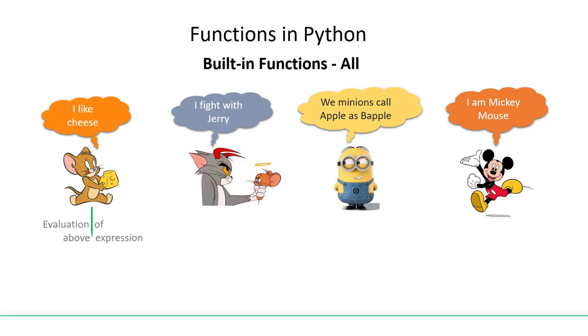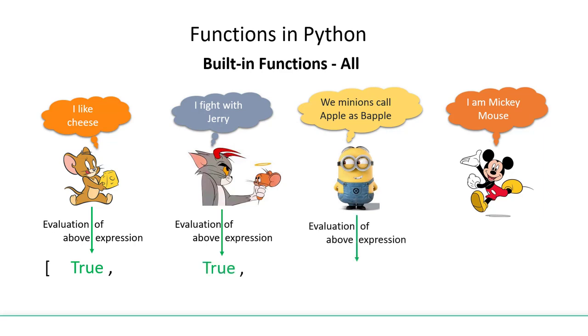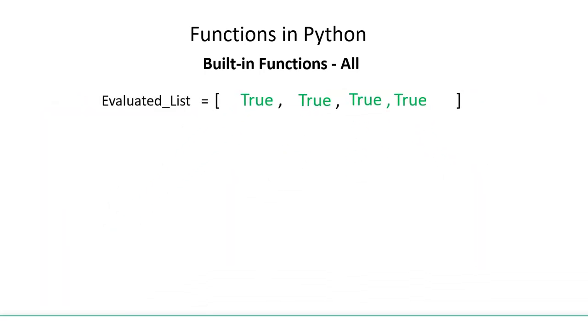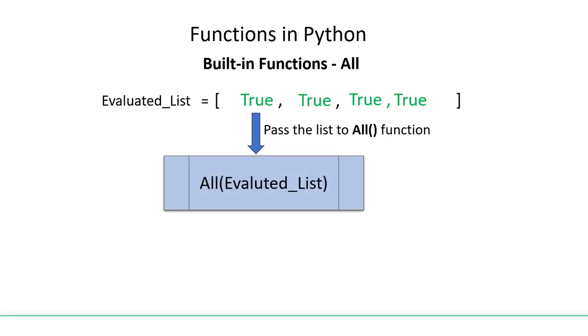And now let's evaluate this expression. Again, this is true because Jerry likes cheese. Tom fights with Jerry, that's why it's evaluated to true again. Minions call apple as Bapple, so that's the reason this expression is also evaluated to true. And finally, our favorite Mickey Mouse calls itself Mickey Mouse. Now let's pick up all these evaluated results and place them inside a list and term it as evaluated list. Now again, we will pass this list as an argument to a different function this time, which is termed as all.